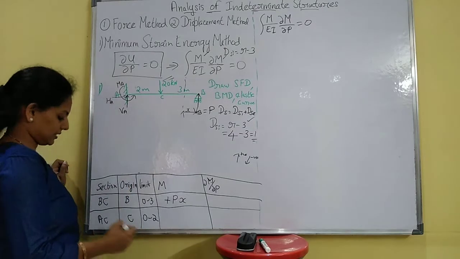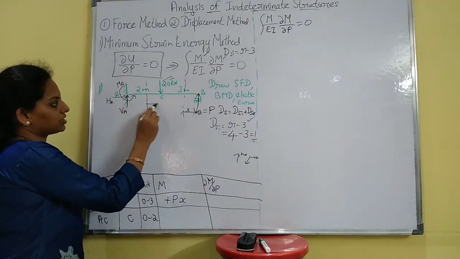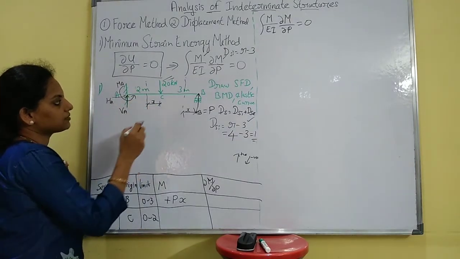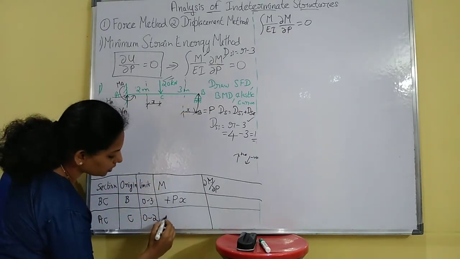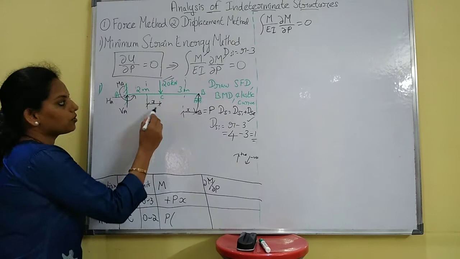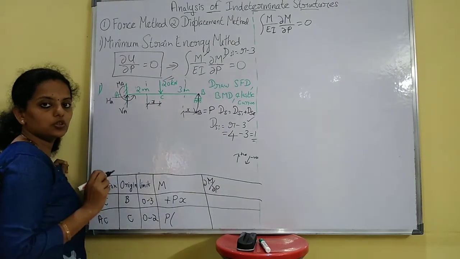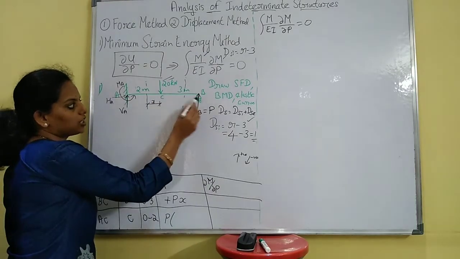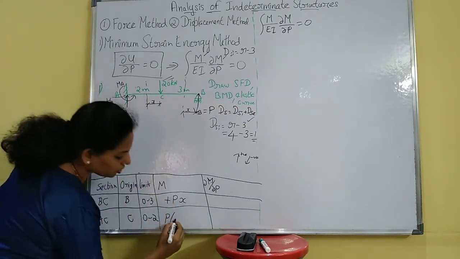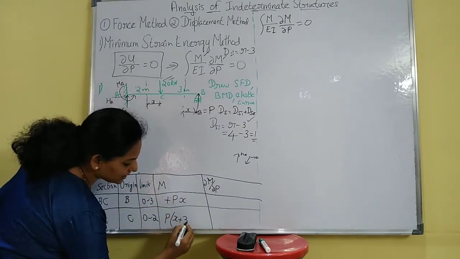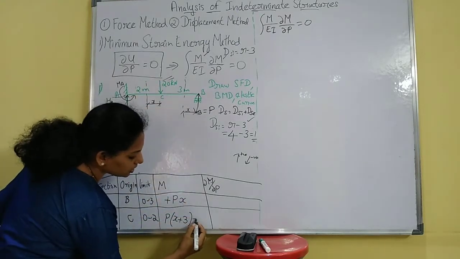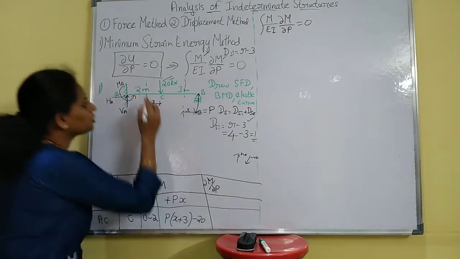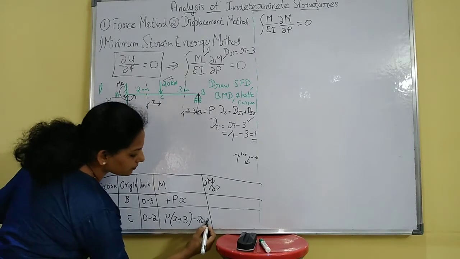Next for AC, your section will be here when considering AC. So here you have plus P into, so what is this distance? You have to consider up to this section. So here you have 3 meter, here you have X. So up to the section, the distance will be X plus 3. Next you have to consider this 20. So it is downward, so minus 20 into distance X.